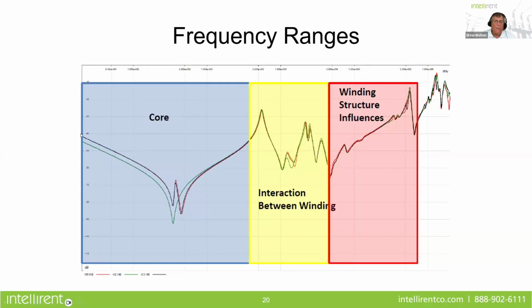So in the lower frequencies of our SFRA, we're looking at the problems associated with the core of the transformer itself. In the mid-range frequencies, this would indicate a problem in the interaction between the windings. And then in the higher frequencies, we're looking at deformation in the winding structure influences. So the good news is, when you have a piece of equipment like this, it comes with a nice software program, and it's going to do the analysis for you.